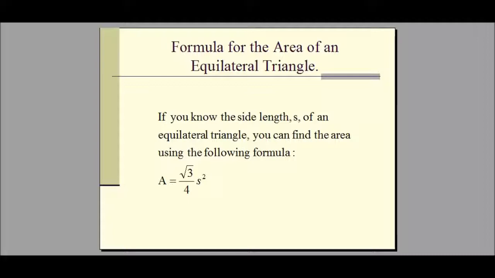Here is a formula for the area of an equilateral triangle. If you know the side length S of an equilateral triangle, you can find the area using the following formula. A equals the square root of 3 over 4 S squared.